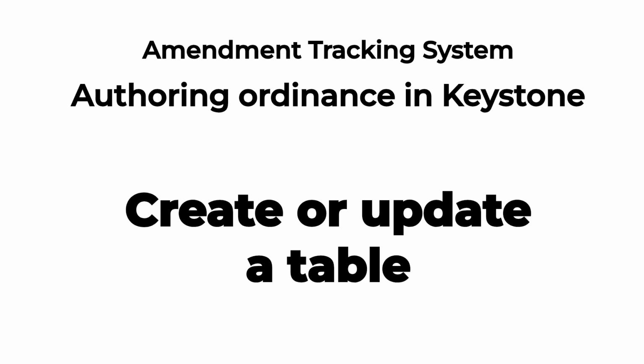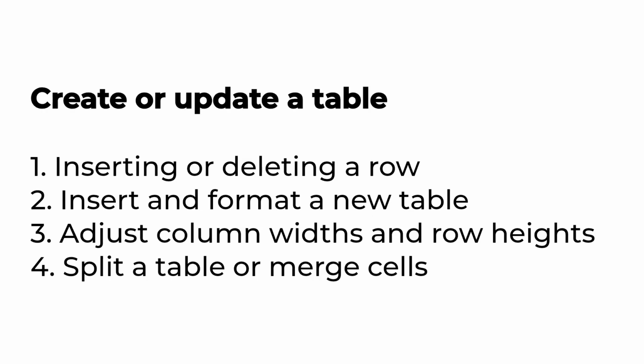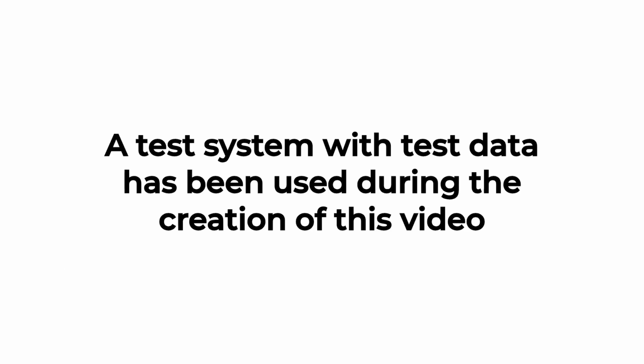In this video on how to use Keystone to author ordinance, we run through the various options when creating or updating a table. We will take a look at inserting or deleting rows, inserting and formatting a new table, adjusting column widths and row heights in order to fit content, splitting a table and merging cells. We will be using a test system with test data in the following demonstration.